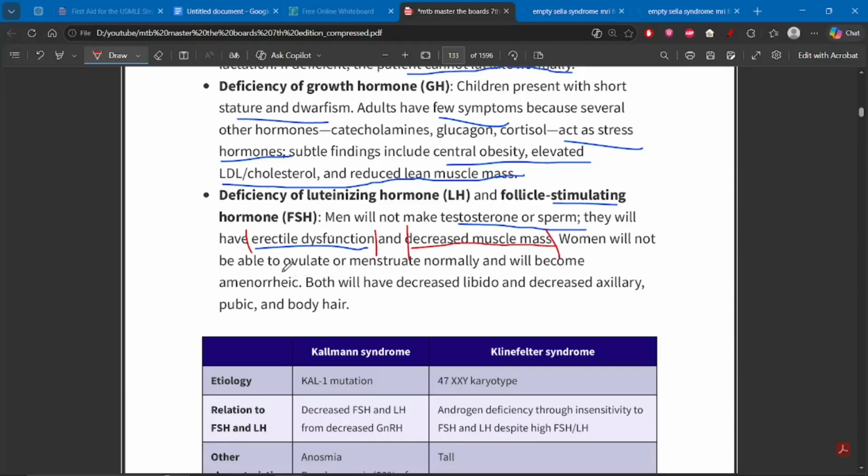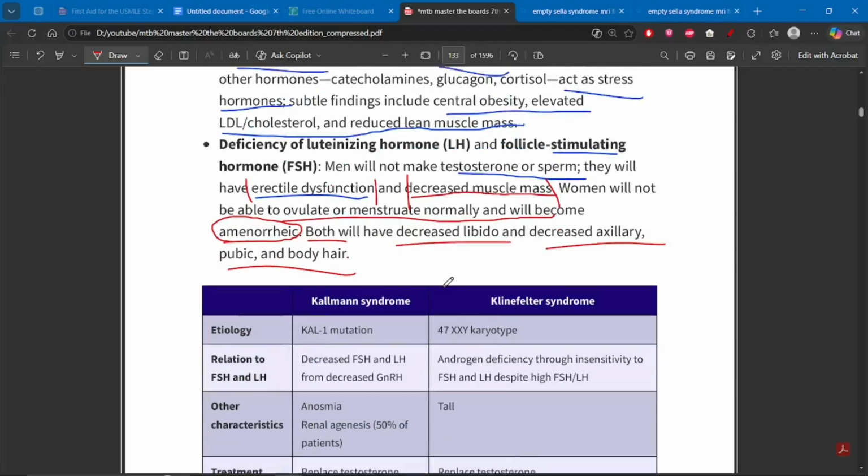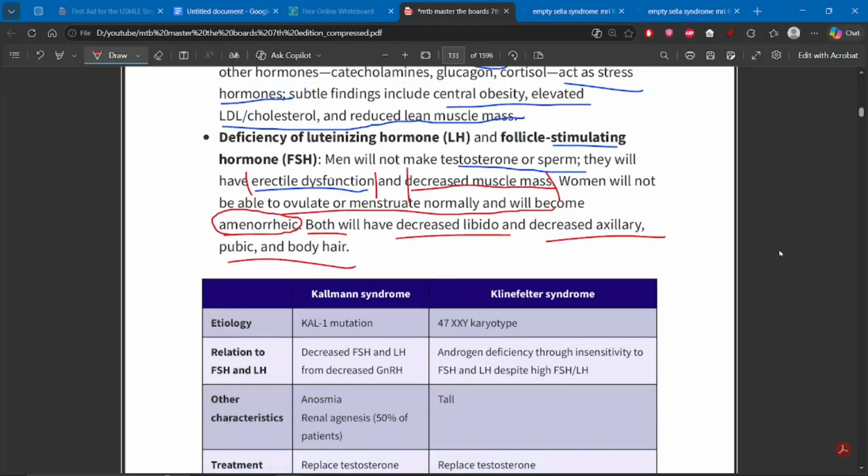Women will not be able to ovulate or menstruate normally and will become amenorrheic. So this is the part for women to keep in mind, and both will have decreased libido. This is going to happen in both, and decreased axillary, pubic, and body hair. So you need to keep an eye out on these symptoms. These would happen in both of them. However, erectile dysfunction and decreased muscle mass will be only seen in men.